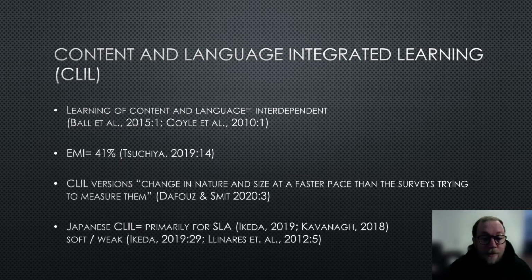CLIL as a pedagogy has many variations and is highly context dependent. In fact, CLIL is evolving faster than the surveys used to study it. But in general, we can say CLIL in Japan is used for language learning. It's described in the literature as soft or weak CLIL. That is, content is used to improve the contextual authenticity, and this drives the linguistic production.